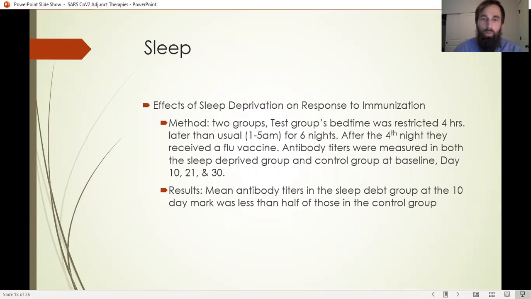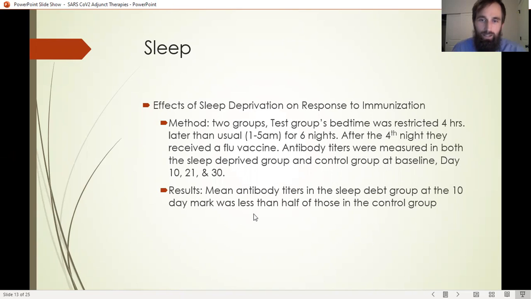So if you're sleep deprived and you're infected with COVID or the common cold or anything, or if you have the flu vaccine, your body is not able to mount the adequate response that it normally would, as opposed to if you were not sleep deprived.